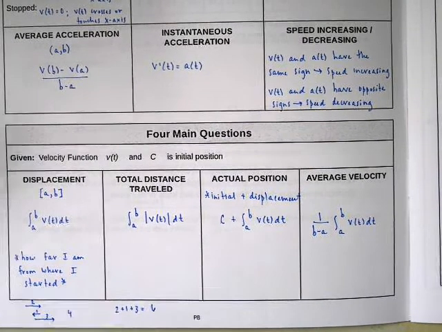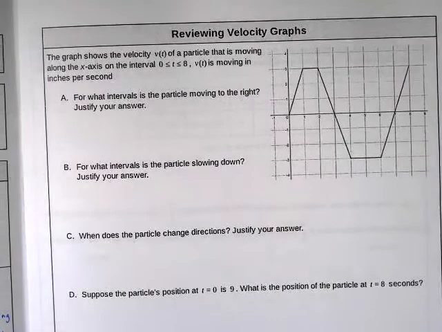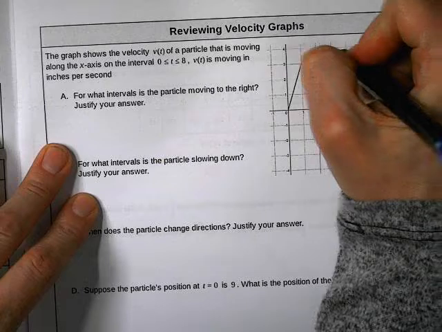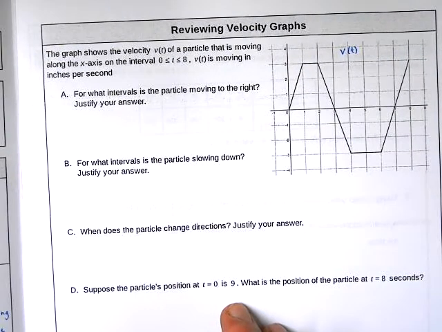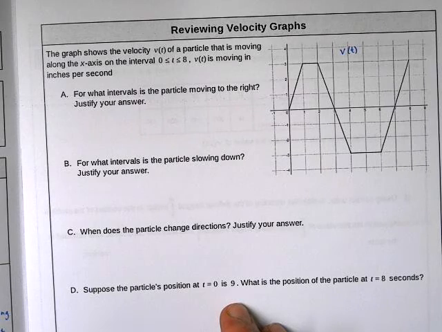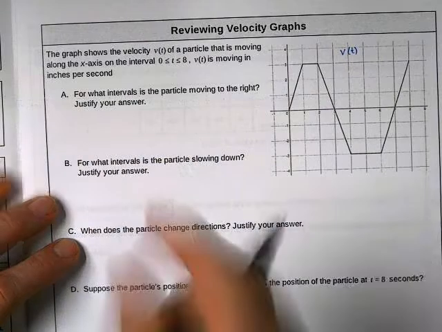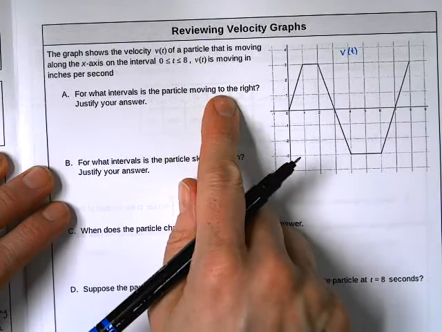Alright, so let's first flip over and we're going to look at a velocity graph. So the graph shows the velocity, so I'm just going to make myself a note so I remember this is a velocity graph, of a particle that is moving along the x-axis on the interval between 0 and 8. Okay, and it's telling us velocity is inches per second. So let's take a look. It says for what intervals is the particle moving to the right?